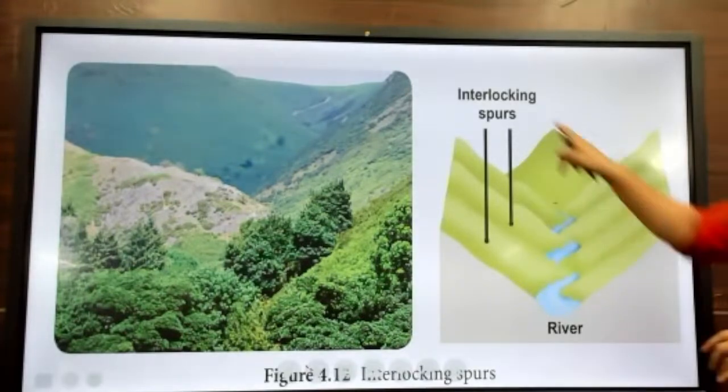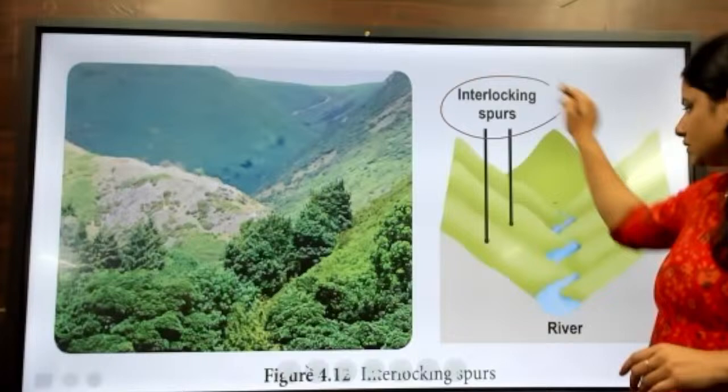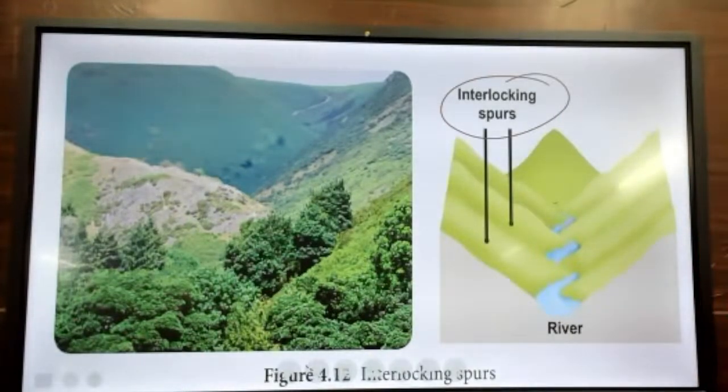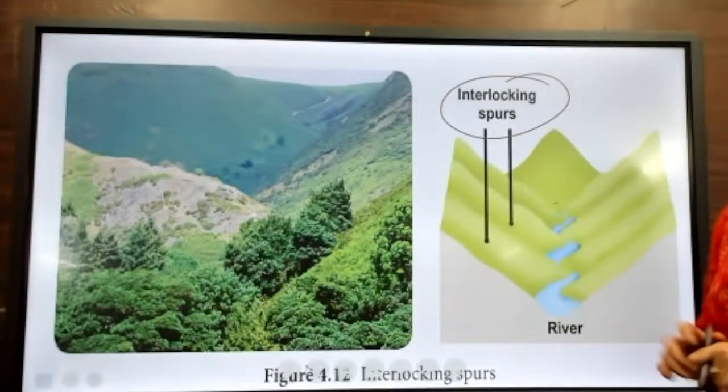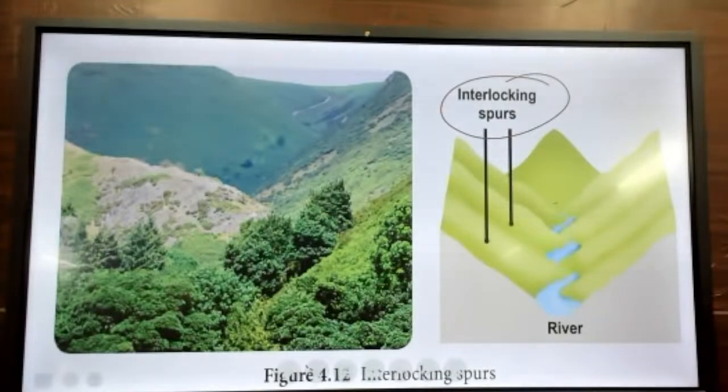Interlocking spurs. It is a projecting ridge that extends alternately from the opposite sides of a V-shaped valley.